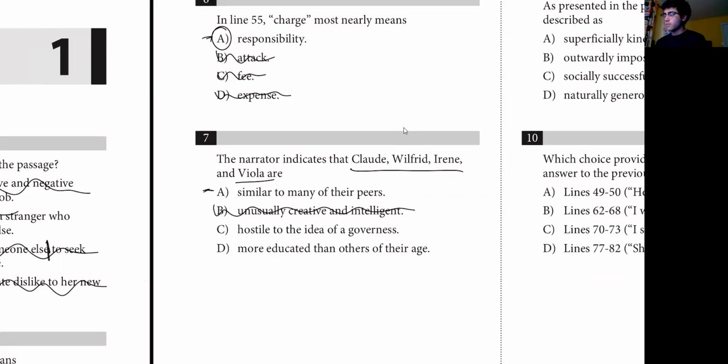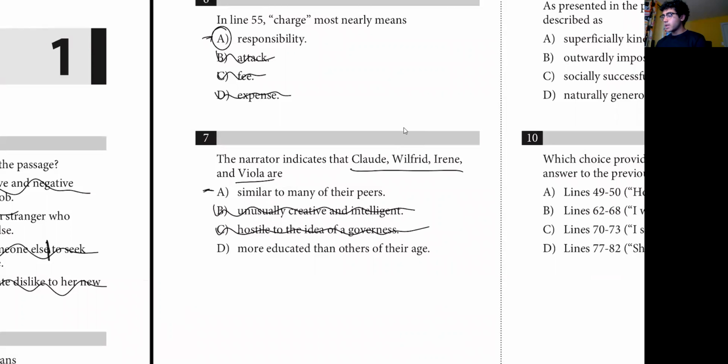C, hostile to the idea of governance. Nowhere does it say that Claude, Wilfred, and Irene are like, no, I don't want to get tutored, or no, I don't want to teach her, no, I don't want that, right? Nowhere does it say that. All we know is their personalities. We don't know their position on being tutored or anything, because that's not what they talk about.